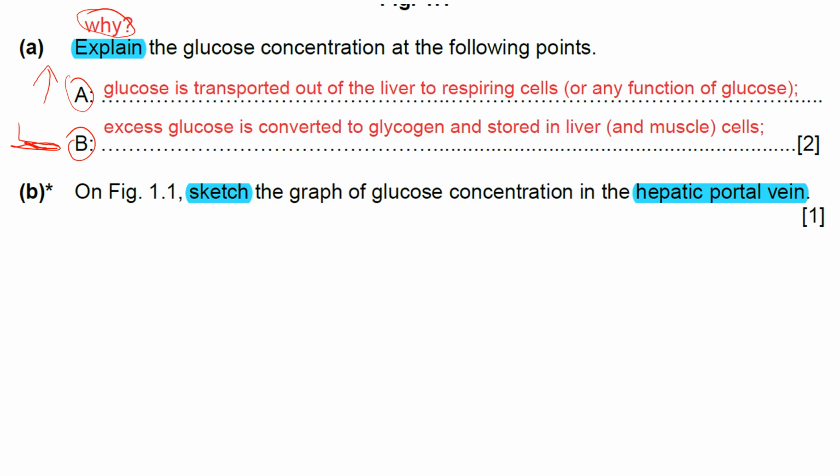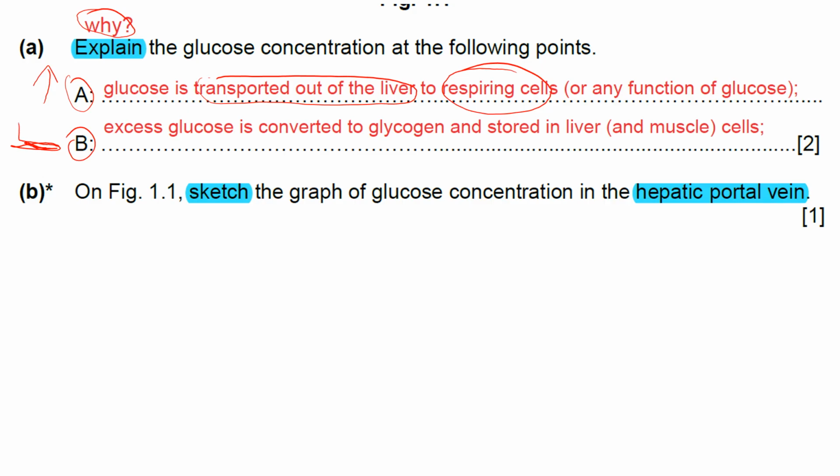It's because glucose, after it goes to the liver, is transported out of the liver to the cells and the rest of the body for respiration. This is the easiest answer because there are many functions for glucose, and one of the main functions of glucose is to help in respiration. Then for B, they ask you why the glucose goes back to normal. In layman's terms, why does the glucose decrease and end up back to normal again?